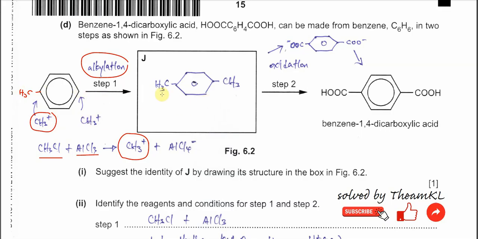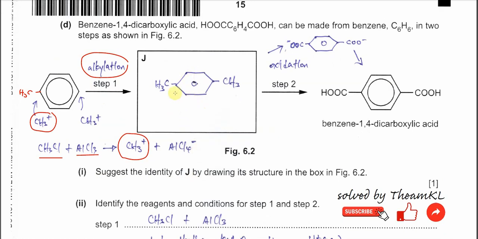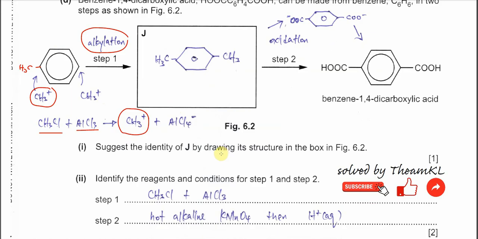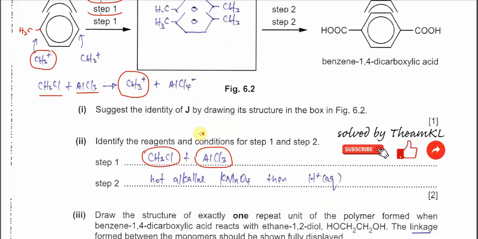Then for part 1, suggest the identity of J by drawing its structure. You just put this structure: a benzene ring with 2 methyl groups at the 1,4 positions. After that, part 2, identify the reagents and conditions for step 1 and step 2. Step 1 is easy, I told you already. We use the reagent chloromethane and the catalyst AlCl3. Then it will form the carbocation. Okay, step 2 is what?